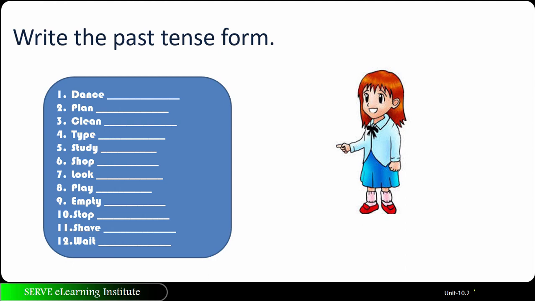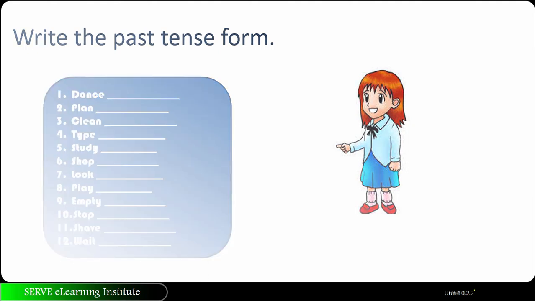And can you guess number 6? Yeah, you're right. S-H-O-P-P-E-D, because here we have to double the consonant and add ed. Can you guess number 11? Yeah, it's ending in E, so you are going to add just E. Sorry, just D. Next.